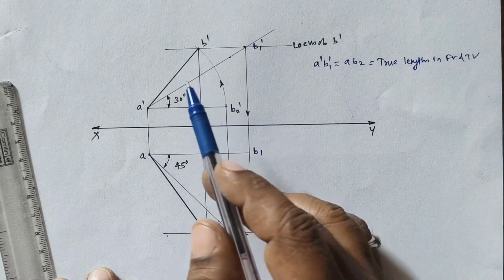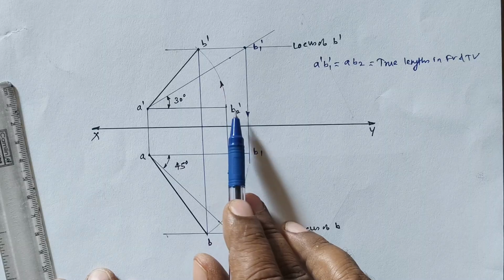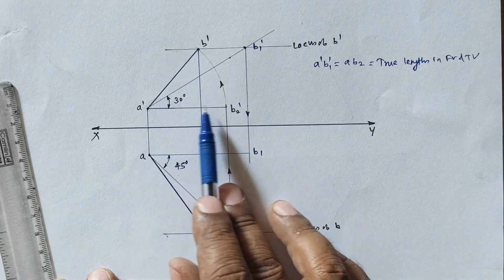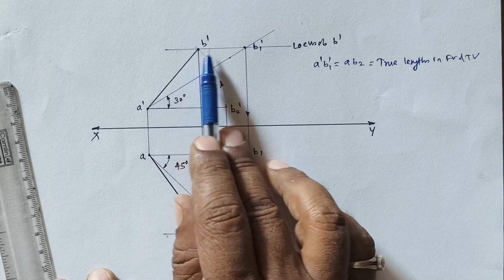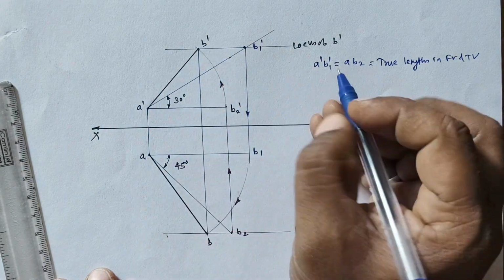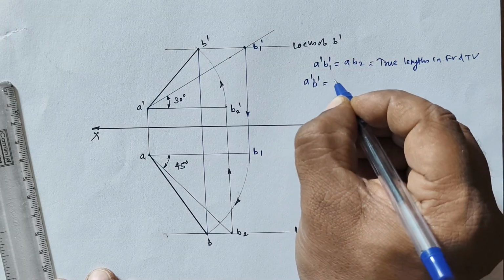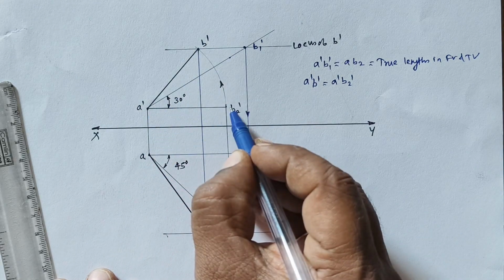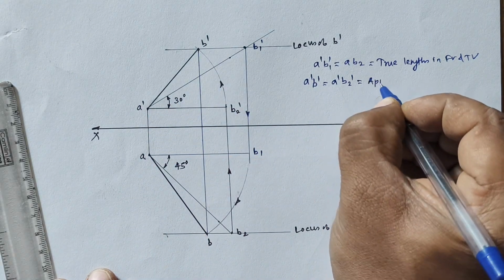Then in the front view, there is another line. There is A' B1' and A' B2'. The length of A' B2' and A' B' is the same, because A' B2' we take in the compass and rotate up to here, the locus of B'. So the lengths of A' B' and A' B2' are the same, and these are known as the apparent length in the front view.